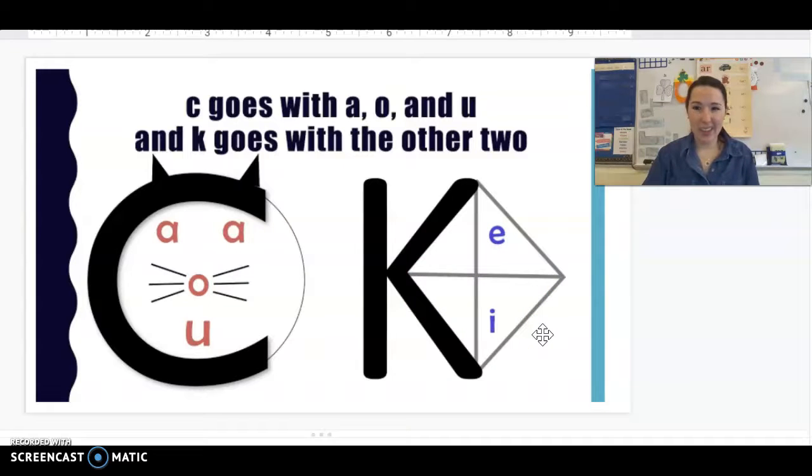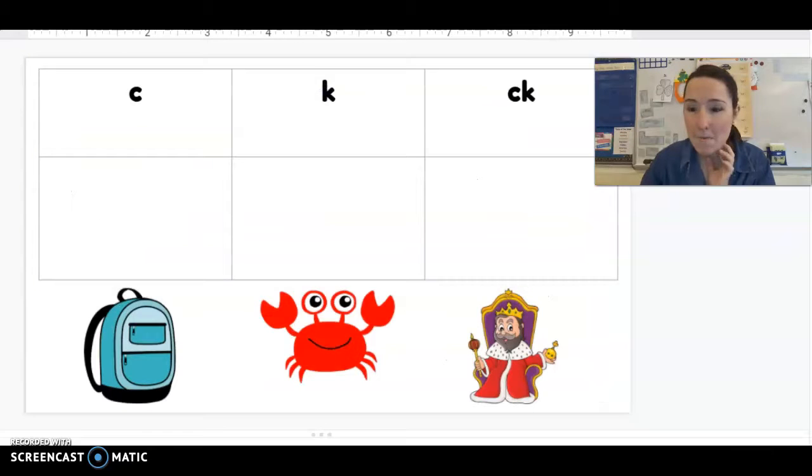All right, are you ready? Let's practice just a quick little sort together. I have 3 pictures here. Let's see if we can guess if it's a C, a K, or a CK. My first word here is backpack. We could go with either of them. It's going to be the same one. Back or pack.